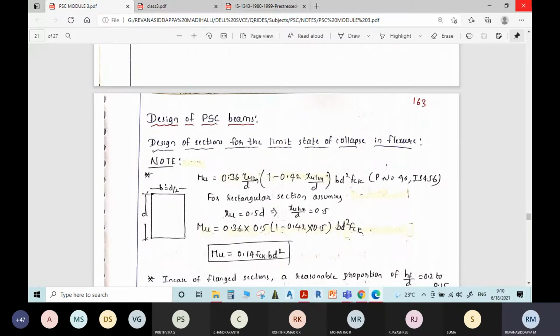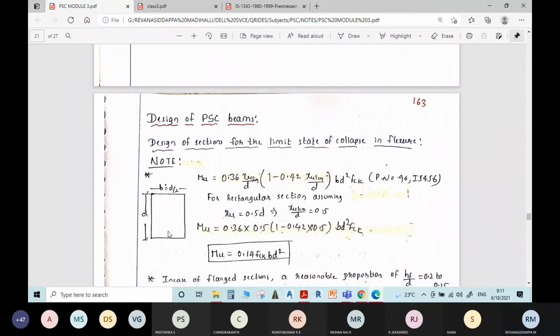Now let us see the brief procedure to design a beam. The starting one is the design of the rectangular beam. Here the moment will be given. The moment with which the beam has to be designed will be given in the problem. For the given moment you need to design the section, means you need to decide what should be the sectional dimension of the section, and what should be the area of the pre-stressing steel required for the section.